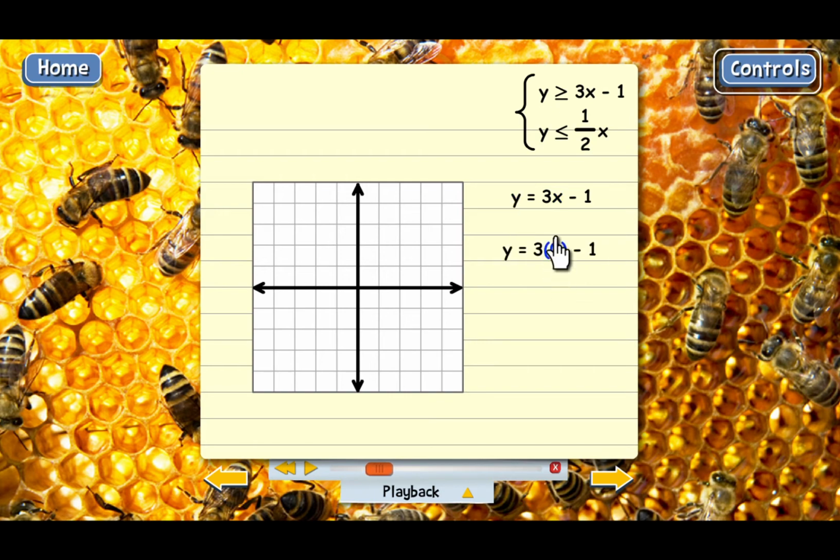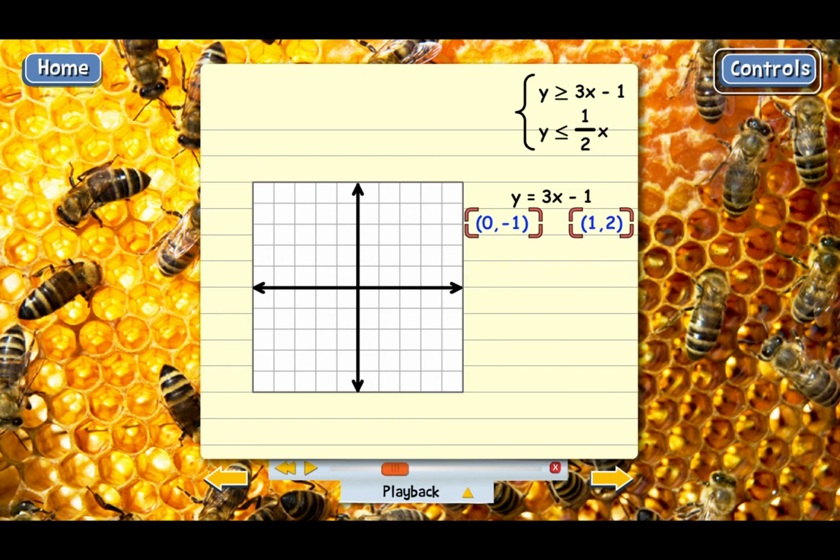When we plug in 0 for x, that gives us y equals 3 times 0 minus 1. 3 times 0 is 0, and 0 minus 1 is negative 1. So that tells us that the point 0, negative 1 is a point on the line. Now we do the same thing, but instead of plugging in 0 for x, we plug in 1. That gives us y equals 3 times 1 minus 1. 3 times 1 is 3, and when we subtract 1, that gives us 2. So now we have the 2 points, 1, 2, and 0, negative 1.